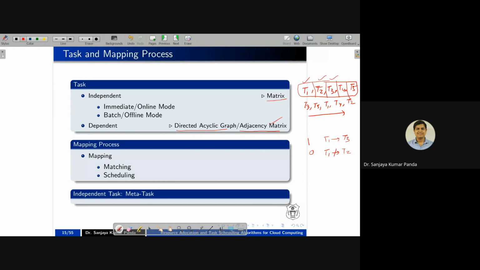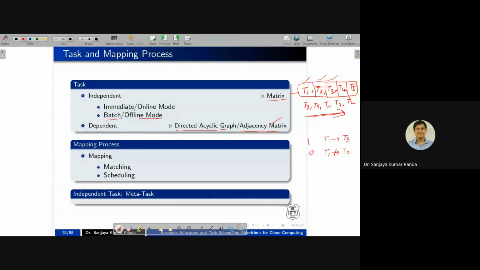But in batch mode, what happens? A group of tasks is assigned to you. Let's say 5 different tasks are assigned to you, and I ask you to execute them. So you decide that this particular order may give a better value. That type of mode is called batch mode, or offline mode.